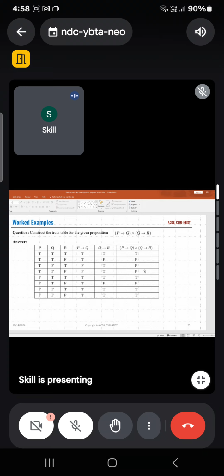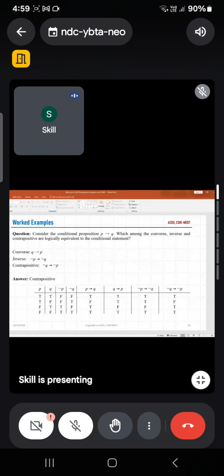Here also false, false. Here both are true, so we are writing true. Here one is again false, then false. Both are true, true, true, true, true. Till here we have seen how we can write the propositions in a truth table. We can explain it like this also.